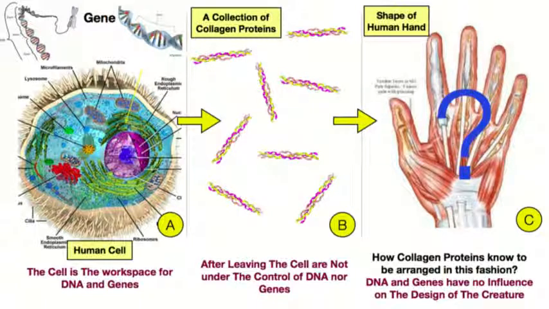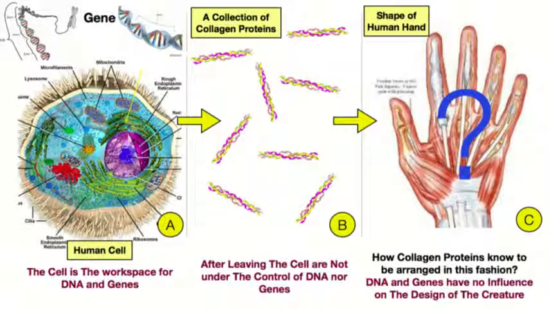And they are no longer under the control of the genes and DNA. So the big question: how do these millions and millions of proteins know to arrange themselves in the perfect order of the human hand, as you can see on the right? The answer is that this is not under the control of genes and DNA, the shaping of the collagen molecules in the shape of the human hand. Because as I said, genes and DNA can only work within the cell.